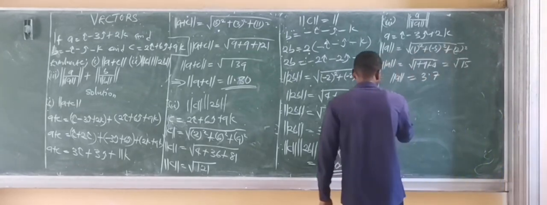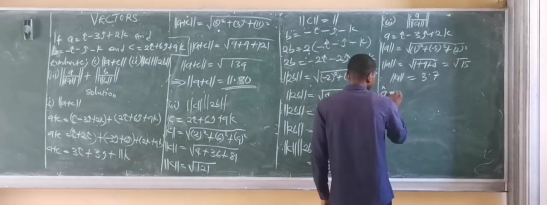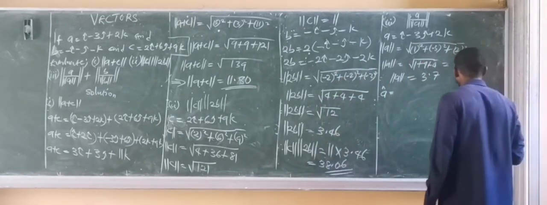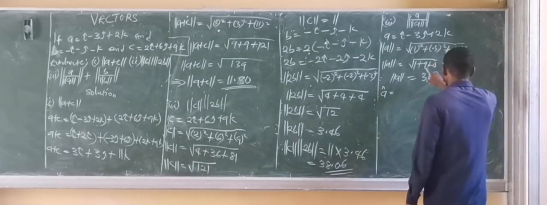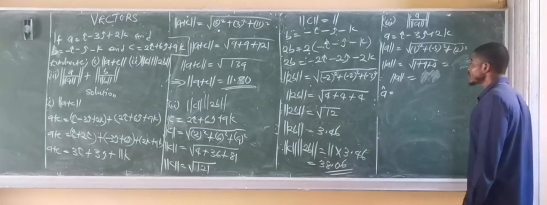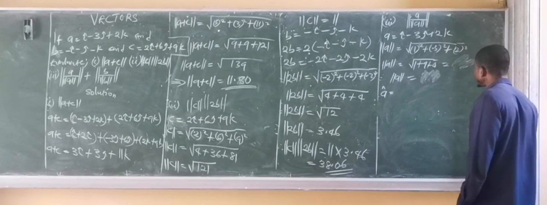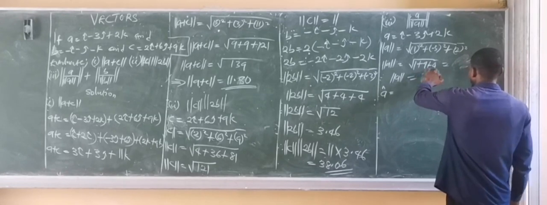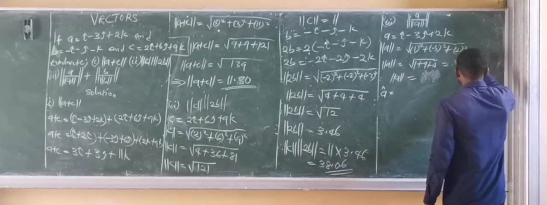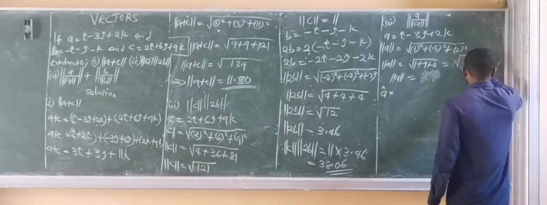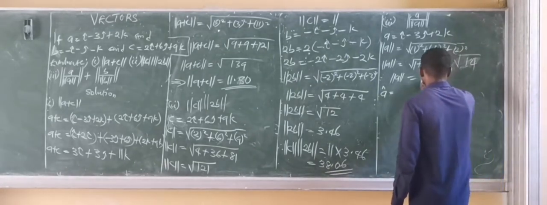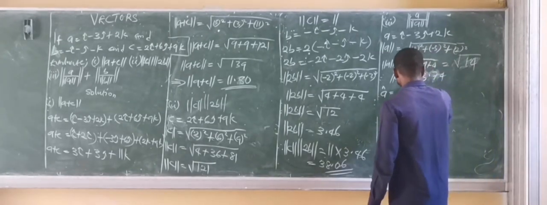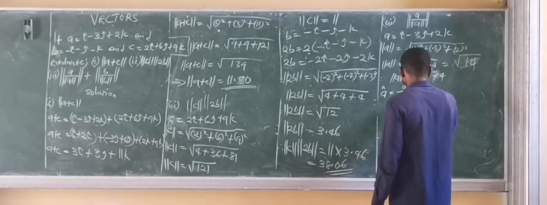Then the unit vector of A. Oh wait, it's 14. 1 plus 9 is 10, and 10 plus 4 is actually 14. So this is the square root of 14, and that's about 3.74.